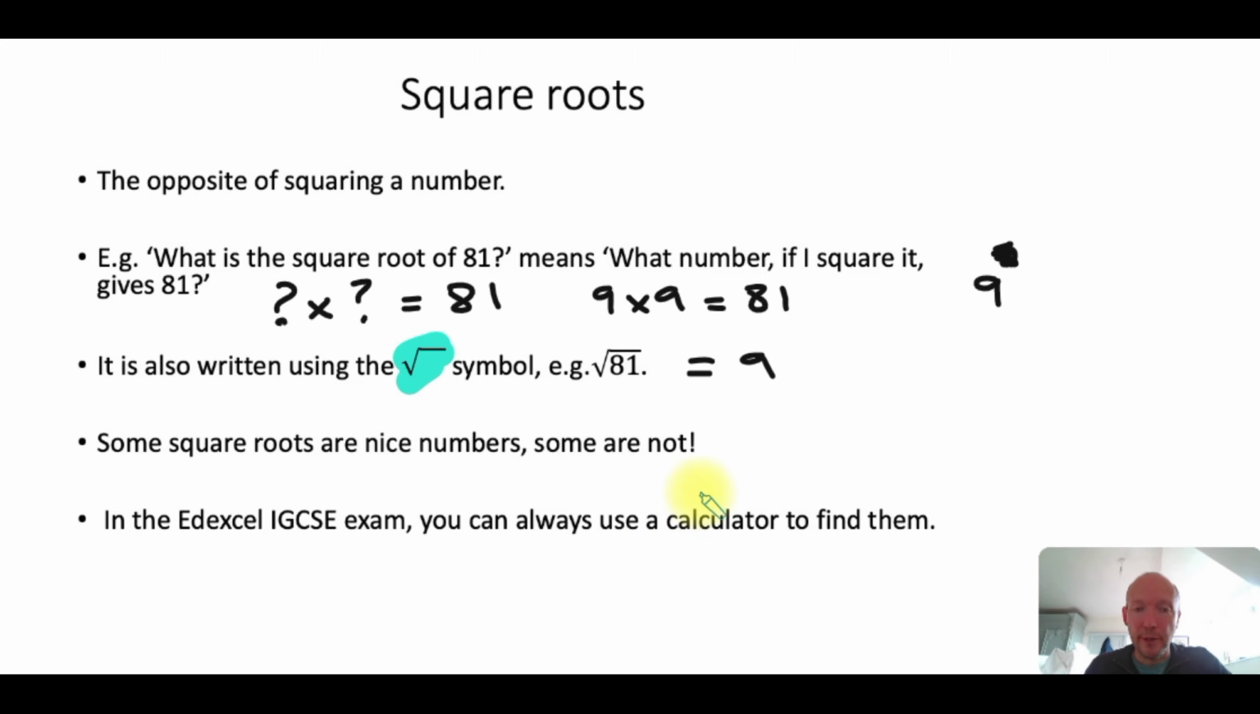Now, another important point. Square numbers are always nice numbers. They're always integers, whole numbers. Some square roots are nice, some are not. Sometimes when you square root something, as we'll see in a second, you get something that is very messy and unpleasant. But, and this is the good news, you can always use a calculator to find them.